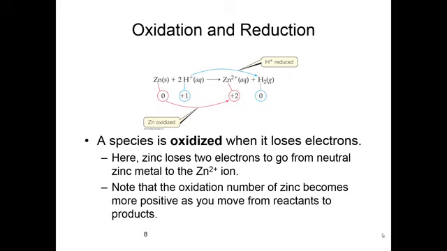A species is oxidized when it loses electrons. Here, zinc loses 2 electrons to go from neutral zinc metal to the zinc 2+ ion. Note that the oxidation number of zinc becomes more positive as you move from reactants to products. This is the indication that zinc is oxidized.